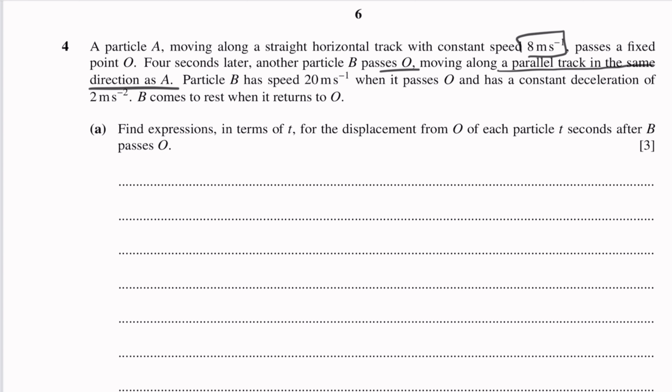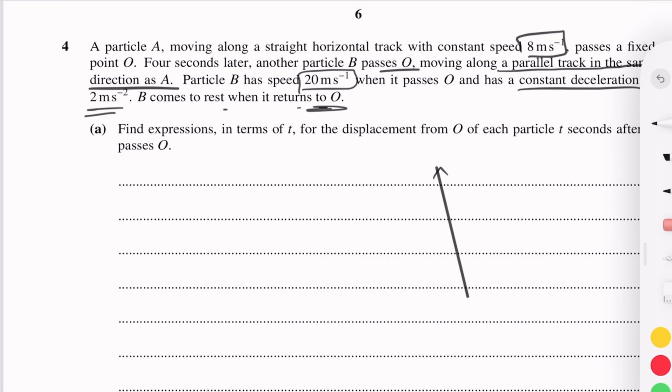Particle B has a speed of 20 meters per second when it passes O, and its constant acceleration is -2 meters per second squared. B comes to rest when it returns to O. Because we have two particles, I prefer that we use a velocity-time graph in questions like these, because it's a little bit tricky to keep up with everything that's going on, and these help to prevent a lot of messes. So let's go ahead and do this.